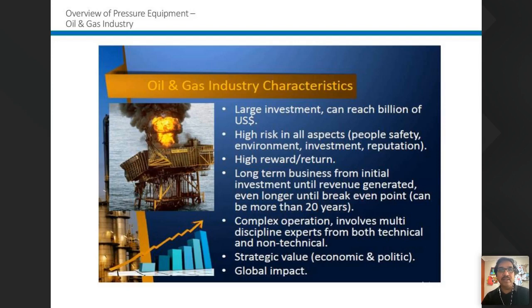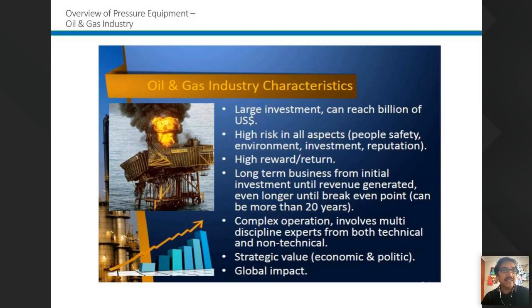$10 billion is like, 1 billion is 6,000 crores, times 10, 60,000 crores easily. If you have time, please Google a project called Gorgon, G-O-R-G-O-N. It's an LNG project done in Australia, completed 5 years ago. And the cost of that project is $50 billion. That's the second most expensive energy project done next to the International Space Station. So when we say it's large investment, it's really a large investment, the oil and gas industry.